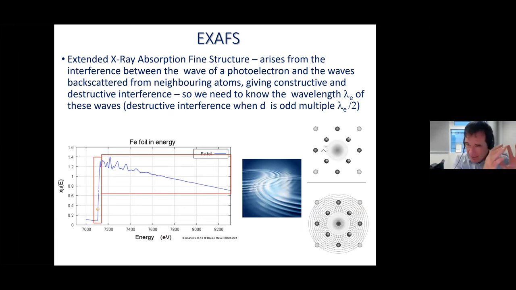So XANES tells us about the distribution of elements and the chemical state they're in. The complementary technique is EXAFS, extended X-ray absorption fine structure. This occurs at the high energy side of the edge, and this arises from the photoionized electrons. It's a technique that's akin to interfering ripples on a pond. So when you excite photoelectrons from an array of atoms here, what you find is that the photoelectrons themselves have a wave-like form.